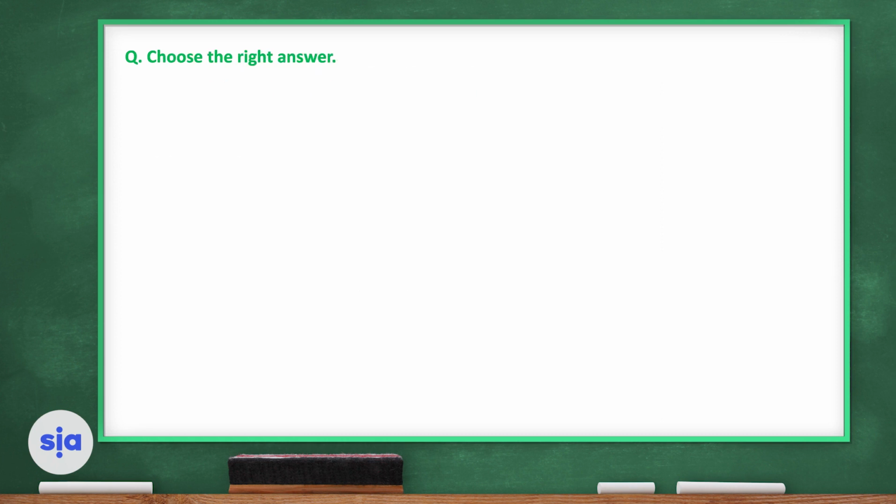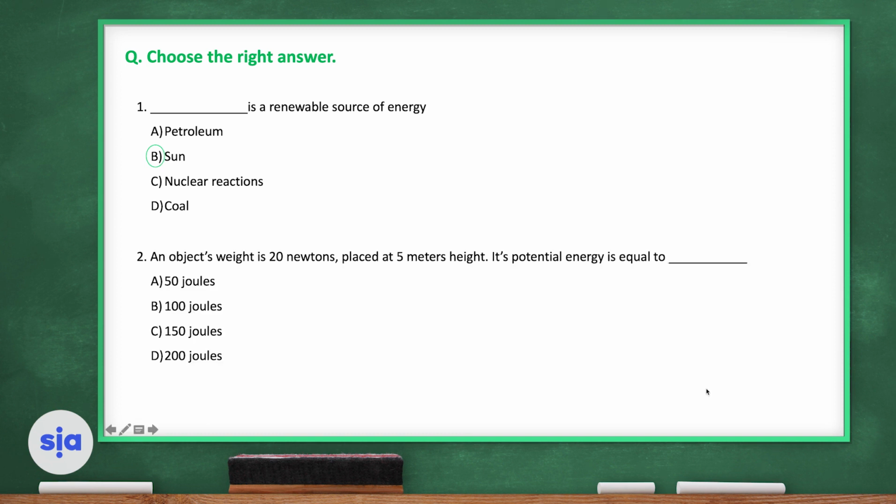Choose the right answer. What is a renewable source of energy? Petroleum, sun, nuclear reactions, and coal. Sun. An object weight is 20 newtons placed at 5 meters height. Its potential energy is equal to 20 times 5, 100 joules.